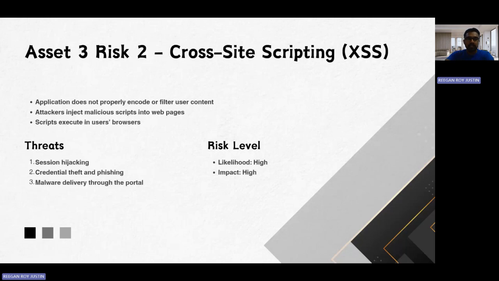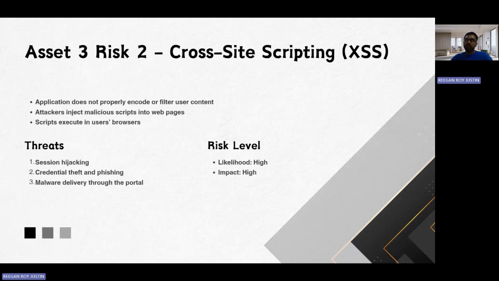Our second risk is basically cross-site scripting, or XSS. This vulnerability occurs when the application displays user-generated content without properly encoding it. Attackers can insert malicious scripts that execute in other users' browsers.